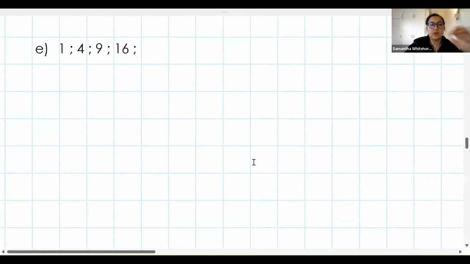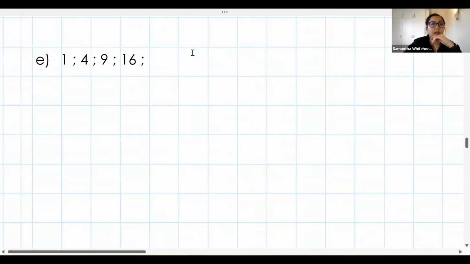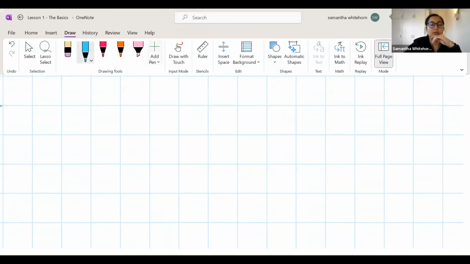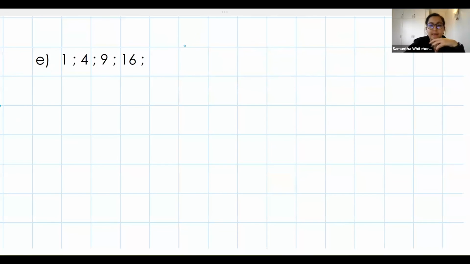All right, so let's have a look at question E. Now, it doesn't only have to be adding or subtracting or timesing by the same value each time. Like I said, sometimes we've got squares and cubes and stuff that we need to bear in mind. And so if we now have a look at question E, we've got the numbers 1, 4, 9, 16.